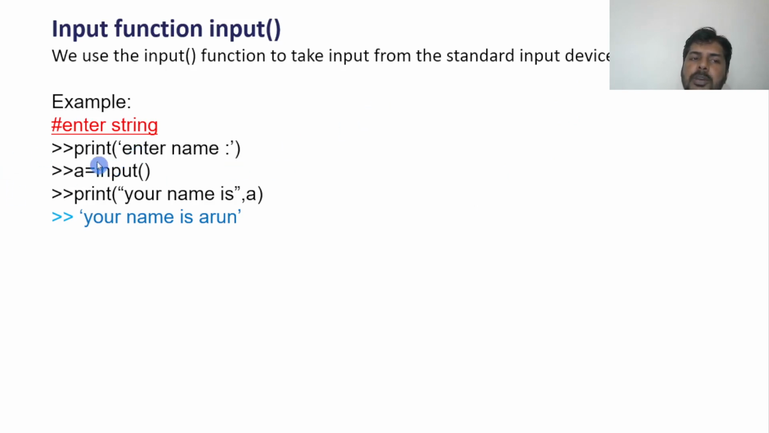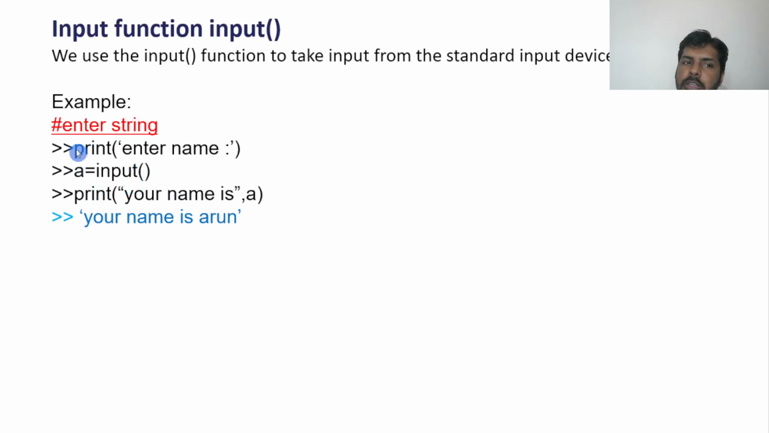For example, print enter name. a is equal to input. Print your name is, a. That means what you will get as output is name is Arun. So let us see how this will work. Before that, I can also make this short. In the input we have a prompt.